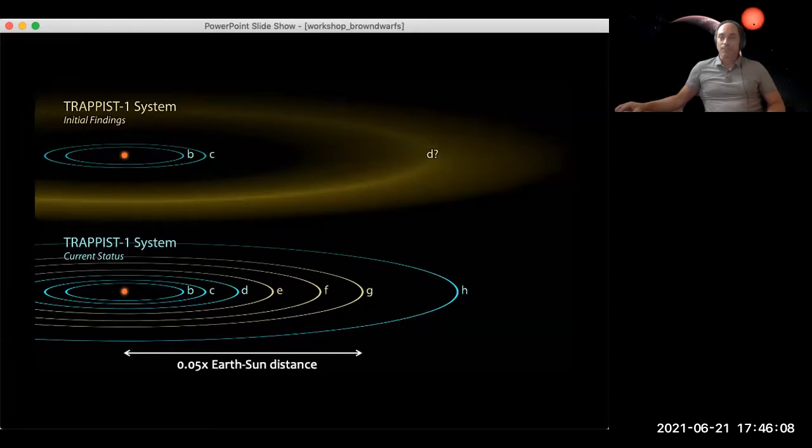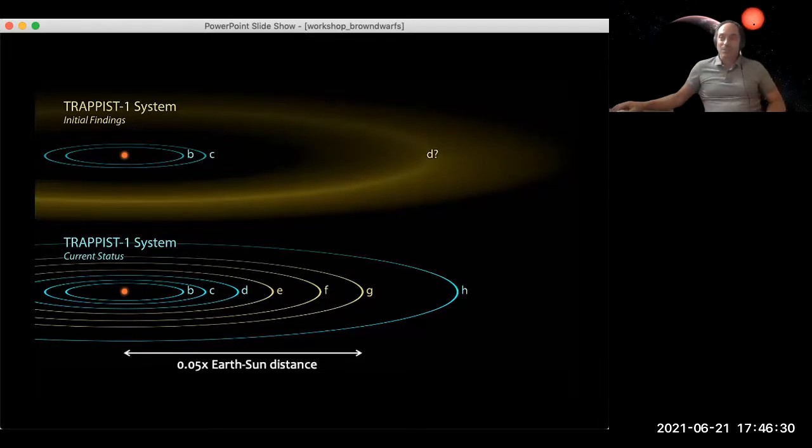And the important thing to note is that here's our little star, and the distance from here out to at least the second furthest out planet is only 5% the distance from the Earth to the Sun. Mercury is 30% of the distance. Actually, sorry, it's 40% of the distance. So this is a super compact system.